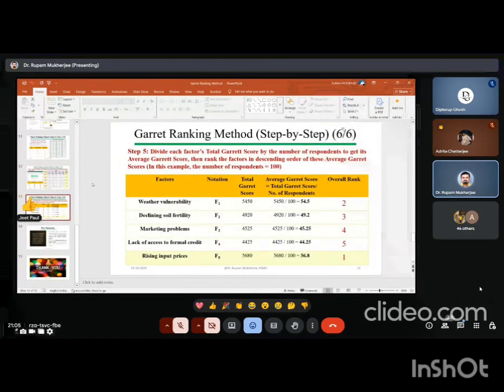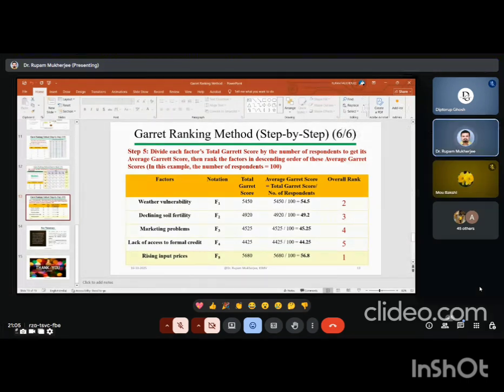Now the problem becomes so easy. In this last calculation slide, I have mentioned the factors. What are the factors? Weather vulnerability, declining soil fertility, marketing problems, lack of access to formal credit, and rising input prices. The notations are F1, F2, F3, F4, F5. I have already calculated the total Garrett scores, 5450, 4920, and so on. Then I divide by the number of respondents to get the average Garrett score. There are 100 respondents, so if you divide by 100, you get 54.5 for the first factor. For the second factor, it is 49.2.